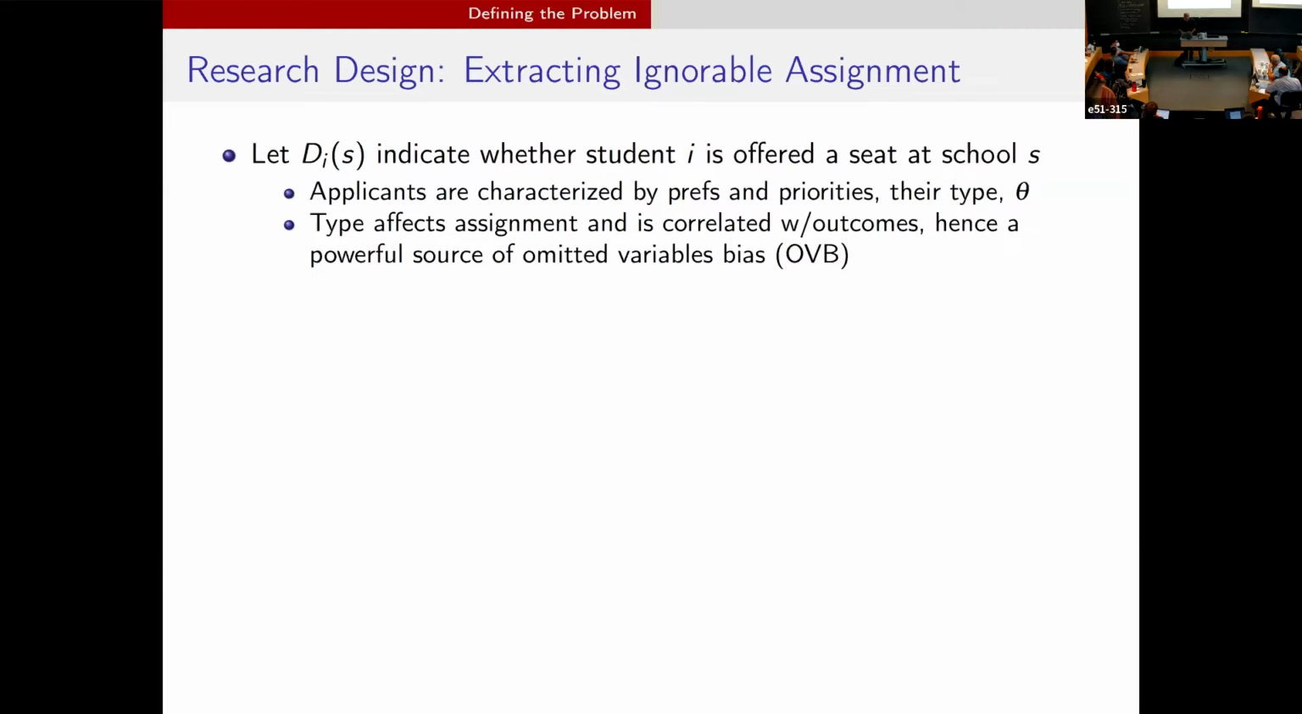Now, type, that is the schools that you ranked, the schools where you get neighborhood priority, affects what you get mechanically through the algorithm, and it's potentially correlated with the outcomes of the assignment. So having an applicant's type might tell us something about the consequences of getting an offer at school s. So that's this challenge of omitted variables bias that we want to deal with.